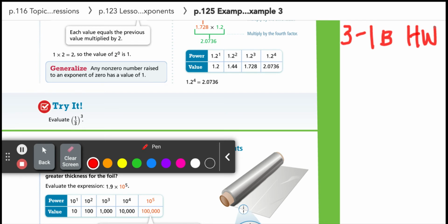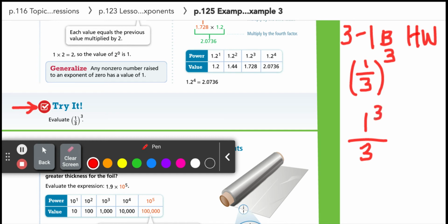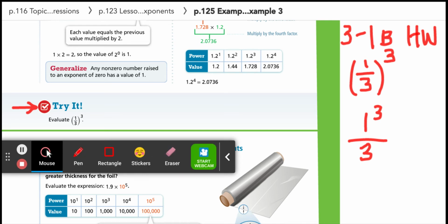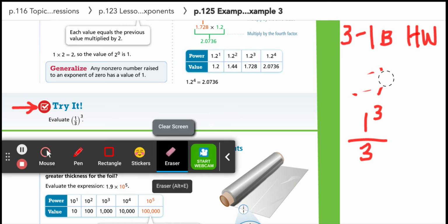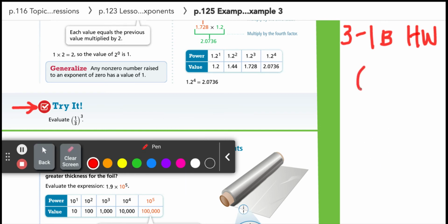So let's start by looking at this try it question. Let's rewrite that in our notebooks. It says evaluate (1/3) to the third power. And that 1/3 is in parentheses because they want you to know that the 1/3 is the base. They don't want you to be confused and think that it's numerator 1 to the third power and then the denominator is just 3. So that's why they have that fraction written inside parentheses with our exponent. That way there's no confusion about what the base will be. The base will be 1/3.